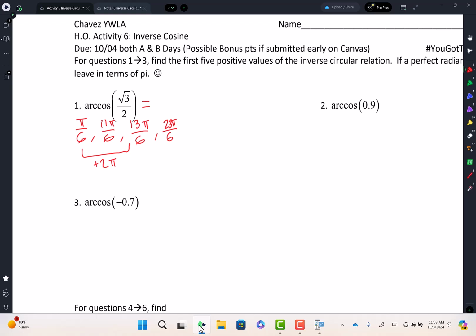Okay, how do I get the next one? Add 2 pi to the pi over 6, so 12 plus 13. What do we get? 25 pi over 6. Good job.